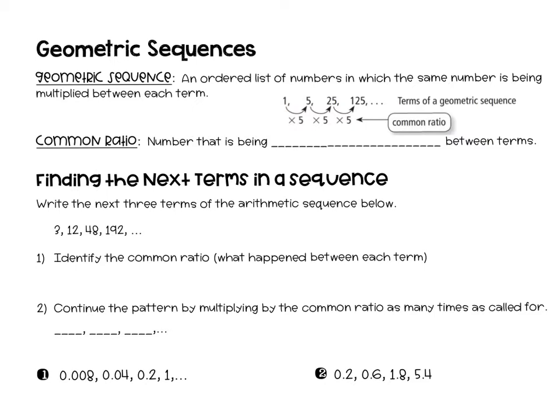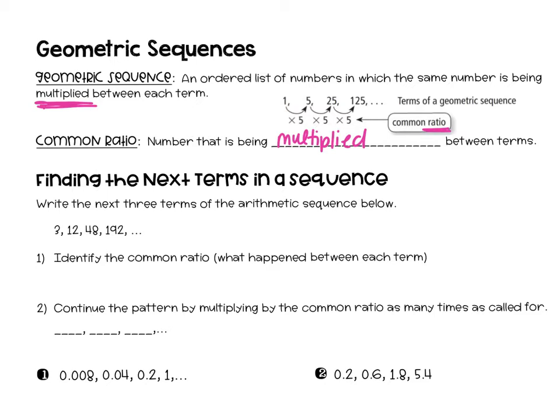Okay, so geometric sequences. It's still looking at a pattern, okay? So we have an ordered list of numbers in which the number is being multiplied between each term, okay? So instead of, for arithmetic sequences, it was called a common difference. Now it's called a common ratio. So the common ratio is the number being multiplied between terms.